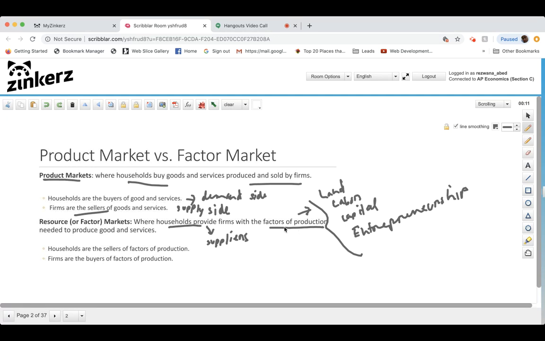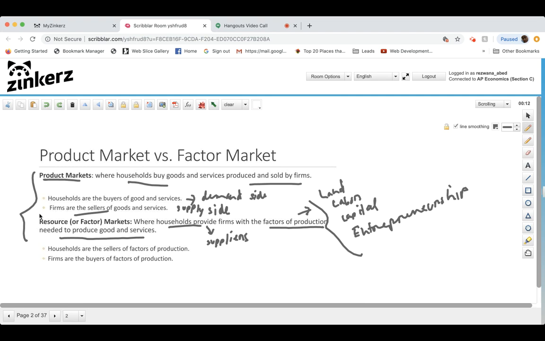So the households are the ones providing these factors of production to firms for sale. Households will sell these factors of production to firms or businesses, who will then use these inputs to make the goods and services that we then buy in the product market. As you can tell right away, these two markets are very interconnected with each other.